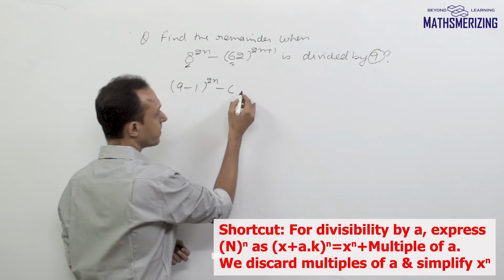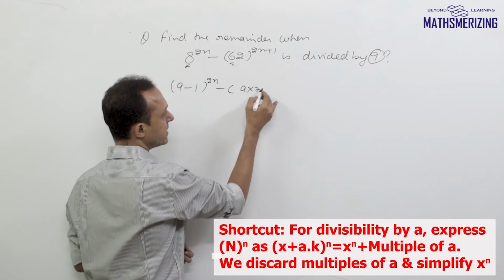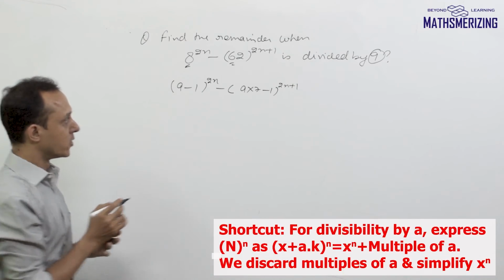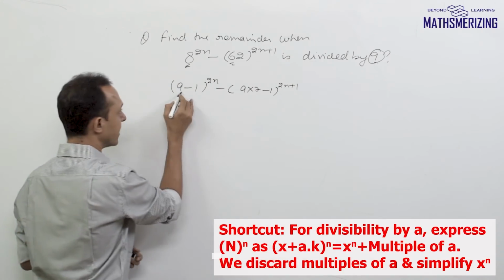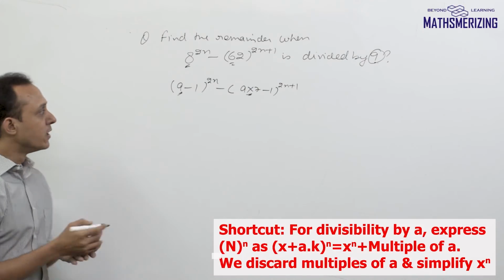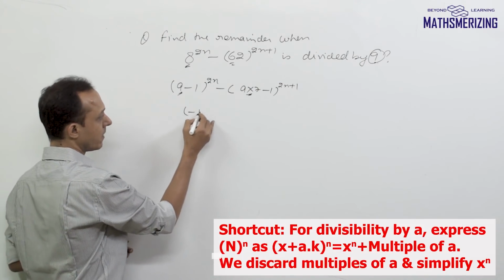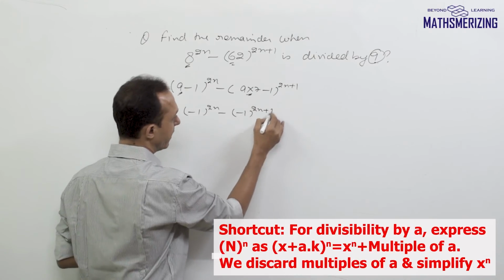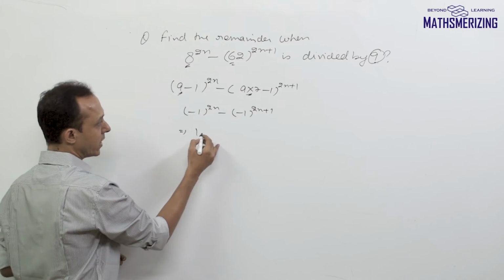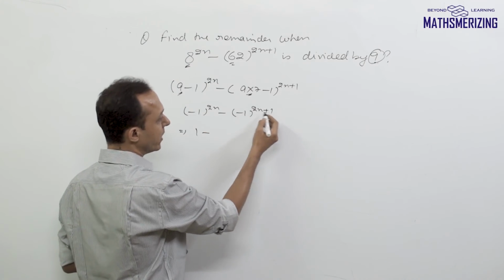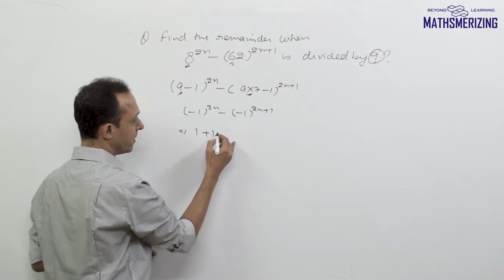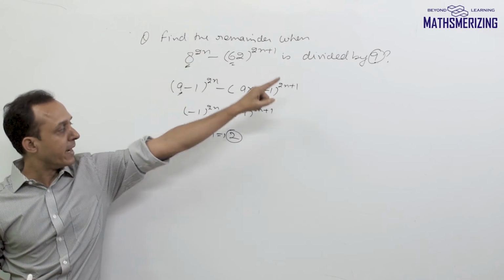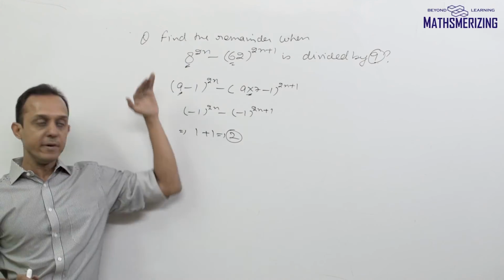So I can write 7 into 9 minus 1 to the power 2n plus 1. Now because we are discussing divisibility by 9, I'll discard this 9, and I'll also discard 9 into 7. So I can simply write it as minus 1 to the power 2n and then minus 1 to the power 2n plus 1. Now minus 1 to the power 2n is 1 and minus 1 to the power 2n plus 1 will be minus 1. So minus and minus will be plus. So this is 2. So the remainder when this expression is divided by 9 will simply be 2.